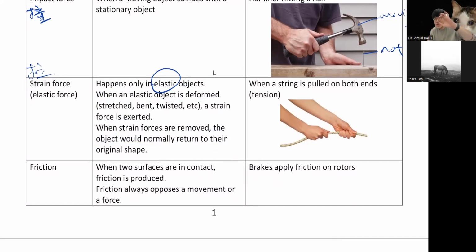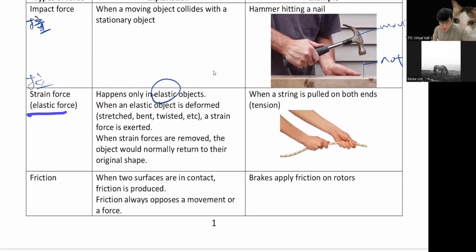Okay, so like your spring, when you remove your force, they will bounce back to normal. They will bounce back to normal. So that's what we call elastic. Okay, so elastic. This is your elastic force. That's what we call it, elastic force, or we call it strain force.